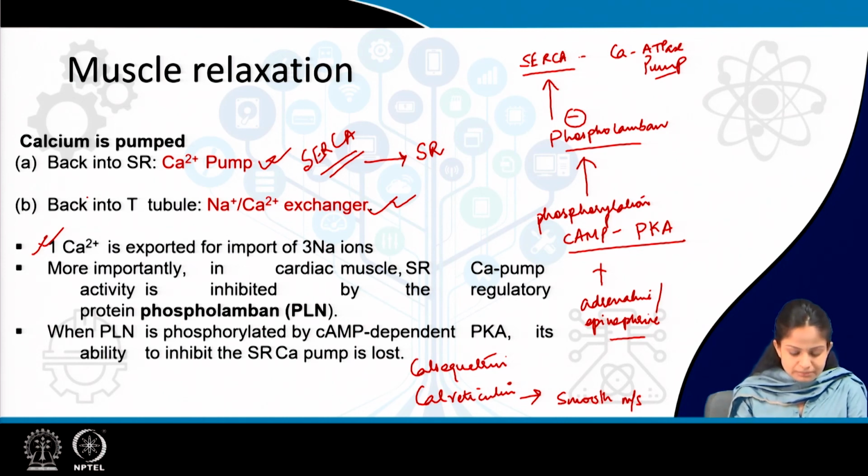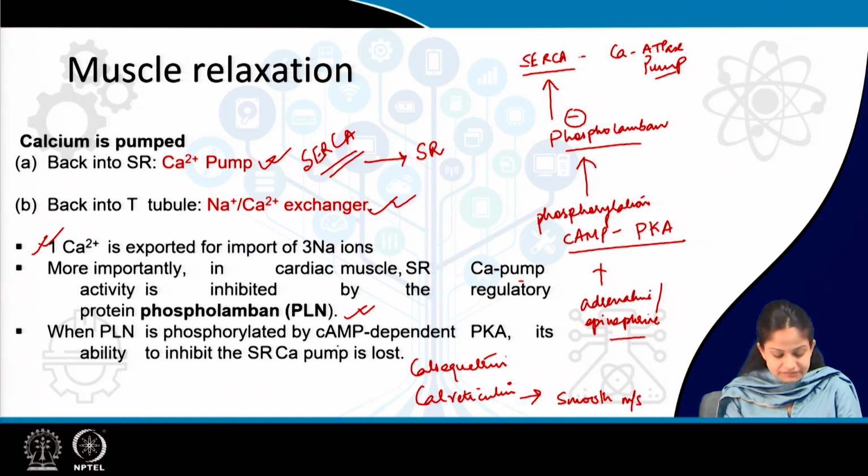So, this portion had already been told, that is sarcoplasmic reticulum calcium pump is inhibited by the regulatory protein phospholamban, and when phospholamban is phosphorylated by cyclic AMP dependent protein kinase activity, this inhibition of the Sarka pump is lost, and this is mainly attributed to drugs like adrenaline and epinephrine if you want to increase the contractility of the heart and decrease the relaxation time of the cardiac muscle. So, in this way muscle relaxation occurs. So, this is the main difference which is seen in the skeletal muscle contraction as well as the cardiac muscle contraction in case of muscle relaxation.